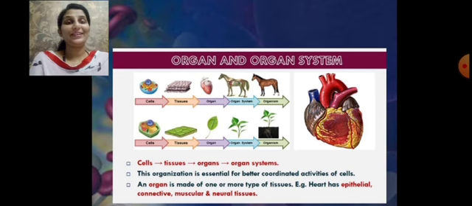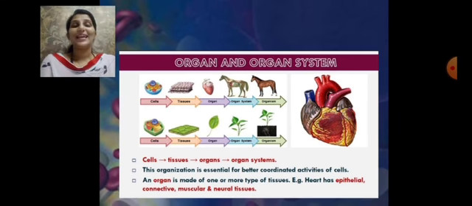The cells together form tissues. Tissues together form organs, and organs together form the organ system. This organization is very essential for better coordinated activities of all the cells in our body. An organ is made up of one or more kinds of tissues. For example, the heart has epithelial, connective, muscular, and neural tissue. So a particular organ has more than one type of tissue. So this is about the structural organization in animals.